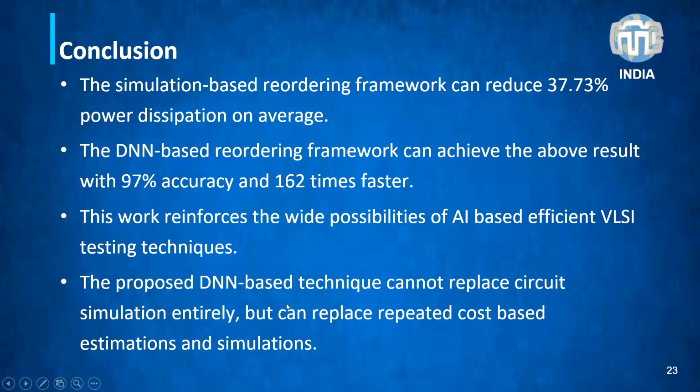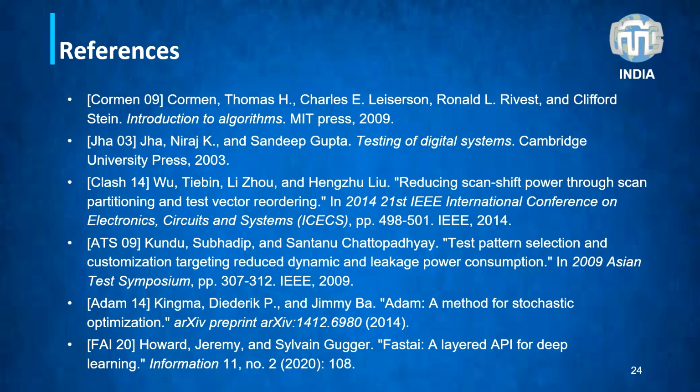To conclude this work, the simulation based reordering framework can reduce 37.73% of the overall power generated by the ATPG, and the DNN based reordering framework can achieve the above result with 97% accuracy, but with 162 times more speed. The work reinforces the wide possibilities of AI based efficient VLSI testing techniques. The proposed DNN based technique cannot replace the circuit simulation entirely, but can replace the repeated cost based estimation and simulation. Here are the references.